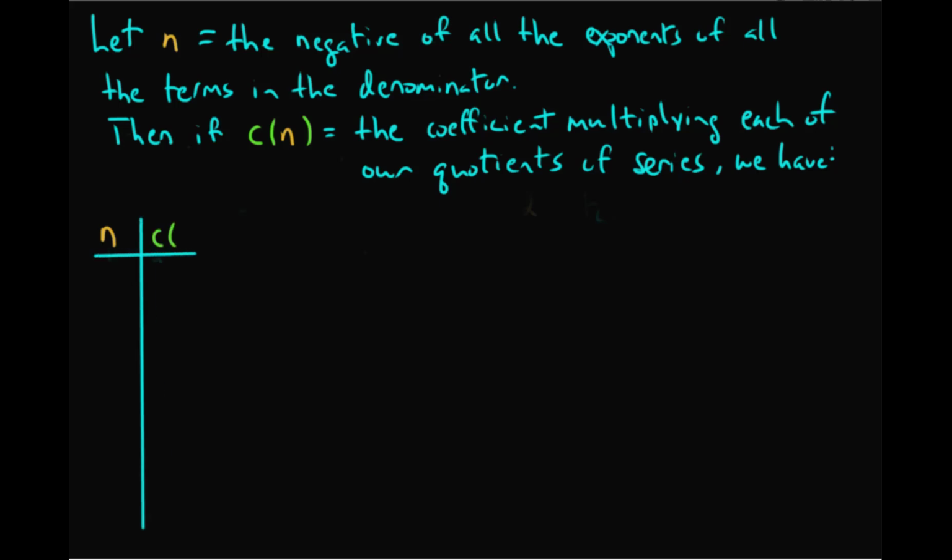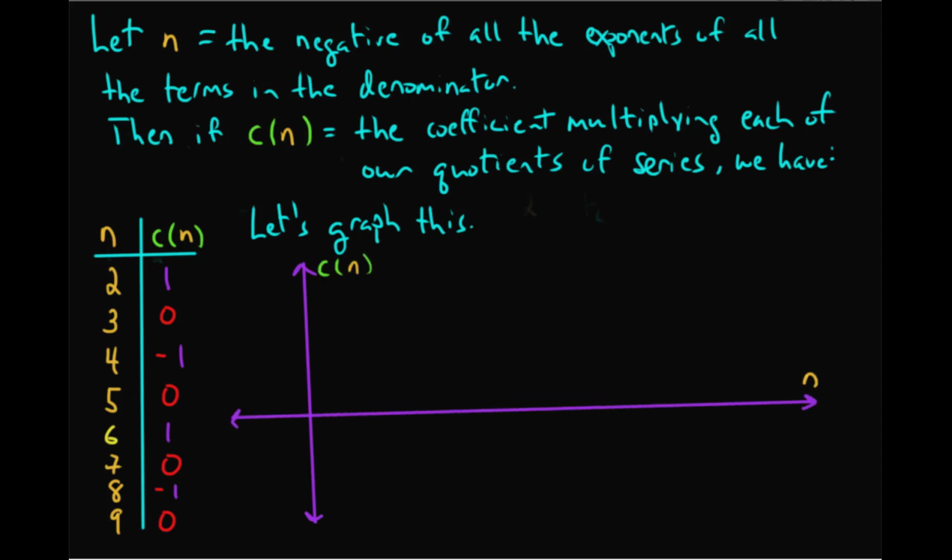So if c of n is the function giving us the coefficient multiplying each of our quotients of series, we would have for n equals 2, c of n equals 1. For n equals 3, c of n equals 0. For n equals 4, c of n equals negative 1. For n equals 5, c of n equals 0. And then the pattern repeats. Well, let's graph this function. For n equals 2, we have c of n equals 1.